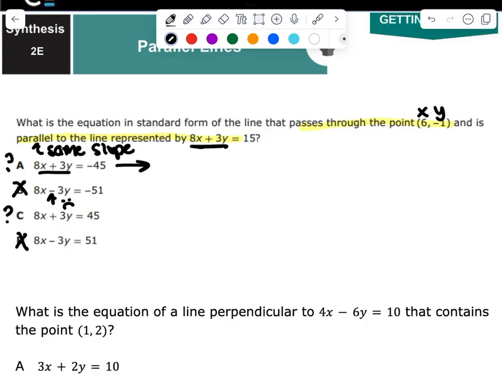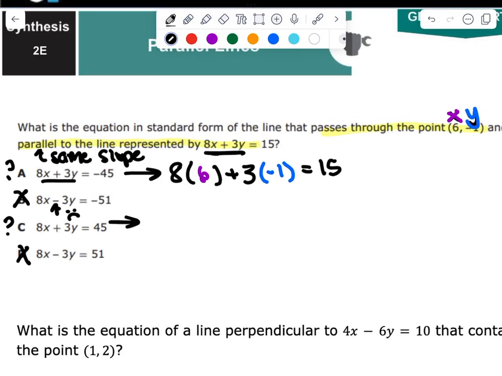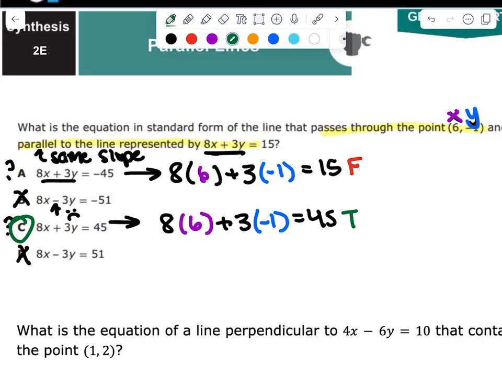And now, I'm going to plug in 6, negative 1. So here we have x, here we have y. Let me actually get some colors going on here just to make sure that we can get this down. So we have 8 parentheses 6 plus 3 parentheses negative 1 equals 15. We're going to do the same thing for C and see what's true. So we have 8 times 6 plus 3 parentheses negative 1 is equal to 45. When you put these into your calculator, you get false for A, true for C, which means C contains the point, and that's that. All right, perfect.